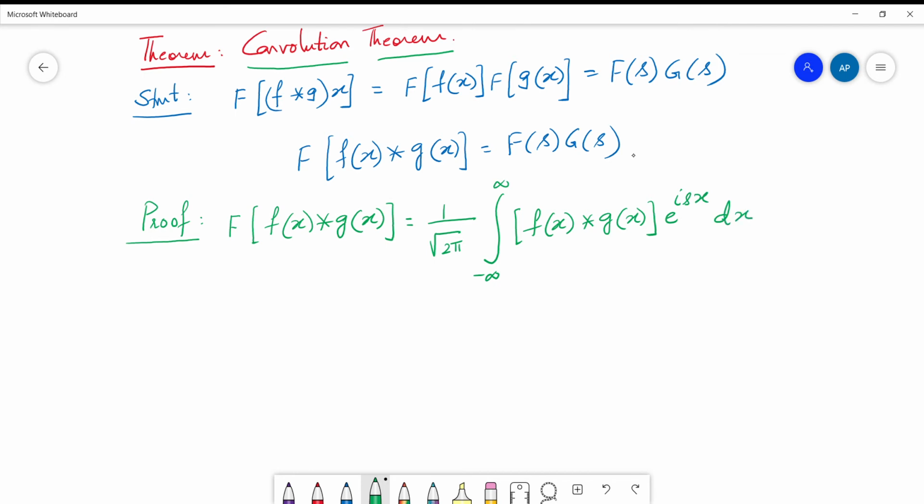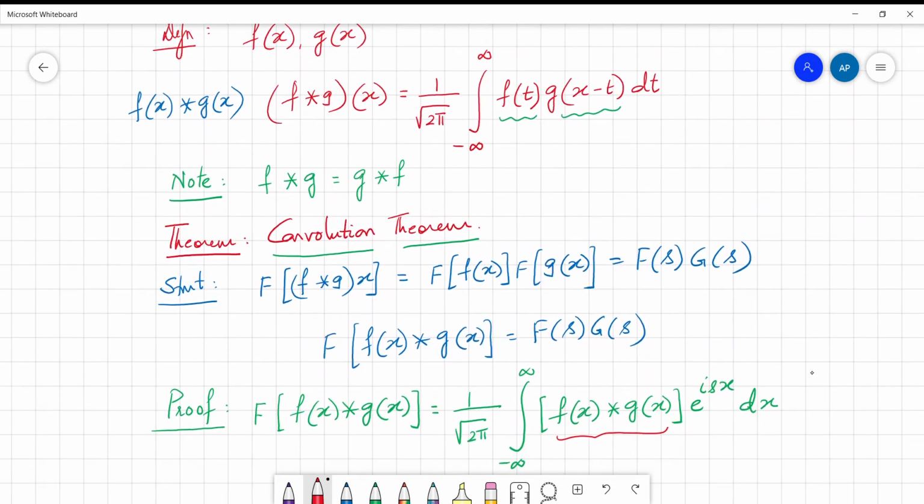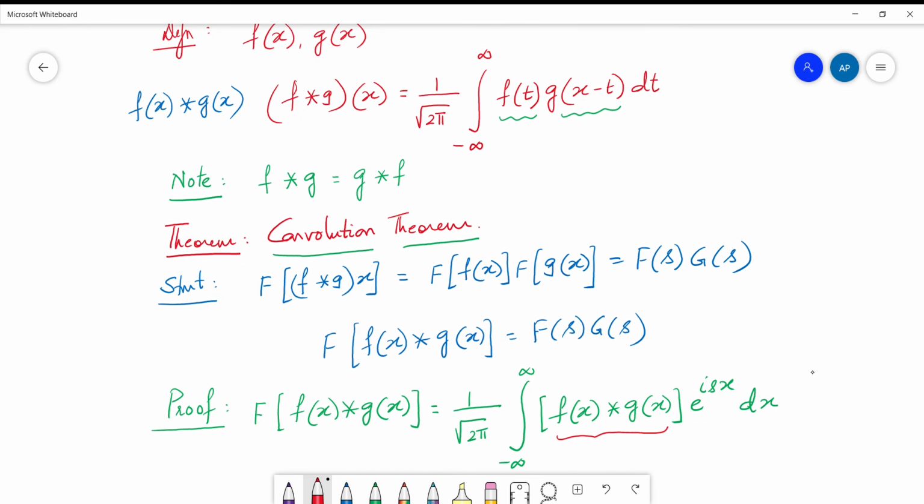Now what we shall do is, in place of f of x star g of x, we shall substitute the definition of convolution. So star says convolution and our definition says this. If I call the definition 1, I am going to substitute that in place of f of x star g of x. What should I write it as? 1 by root 2 pi integral f of t g of x minus t dt.